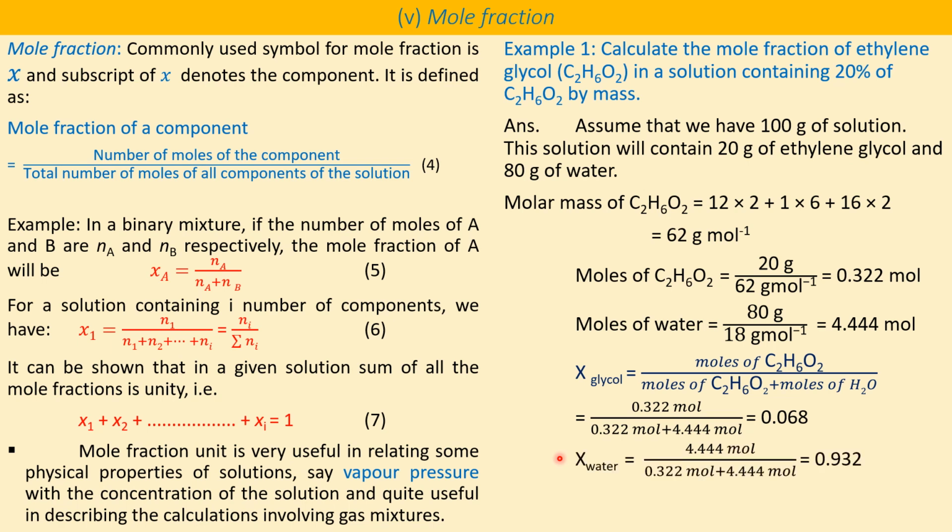Similarly, we can calculate the mole fraction of water, that is X subscript water, which is equal to 4.444 moles, the moles of water, divided by 0.322, that is moles of C2H6O2, plus 4.444 mole, that is equal to 0.932. Mole fraction of water can also be calculated as 1 minus 0.068, that is the mole fraction of glycol.